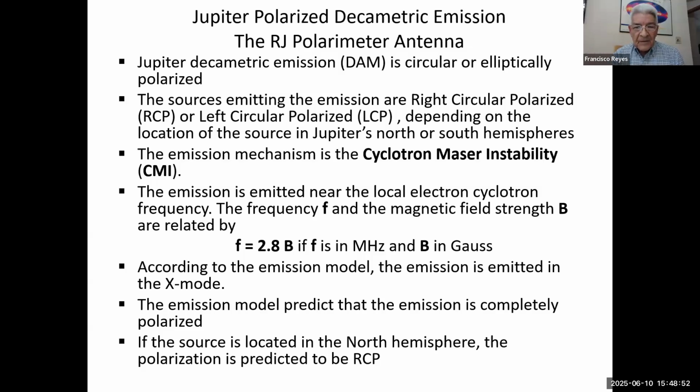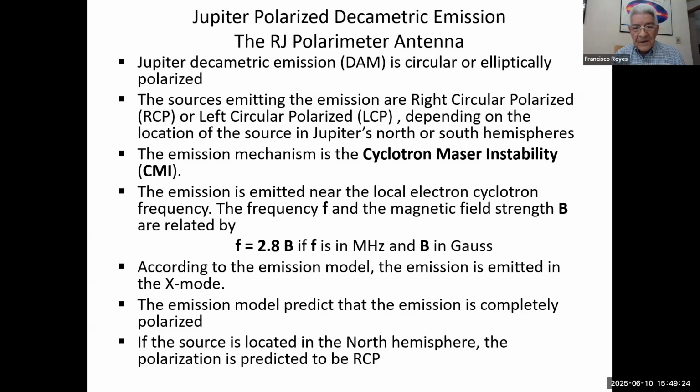So the emission mechanism is called the cyclotron maser instability. And the frequency at which it's emitting the emission from Jupiter is pretty much in the formula there, in which the frequency is equal to about 2.8 times B, with the frequency in megahertz and B in Gauss.